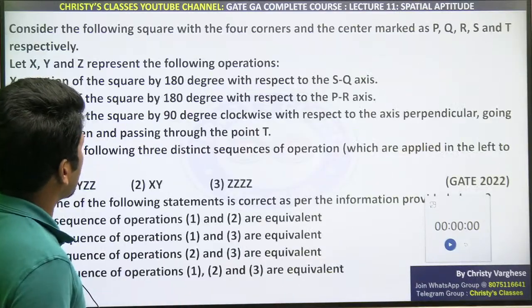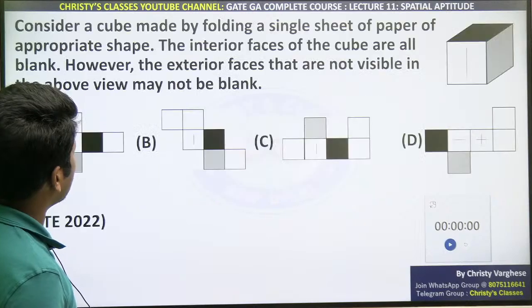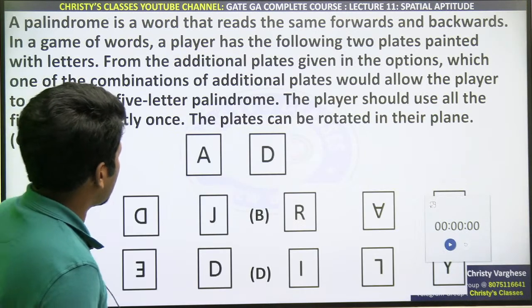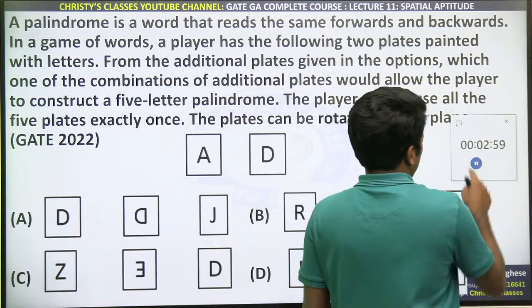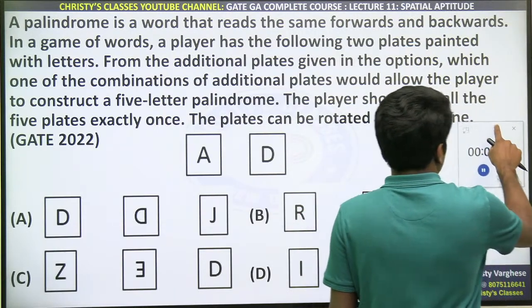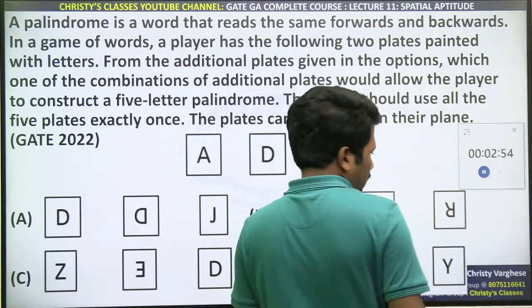Then one more question. Yeah, this is a comparatively easy question. Try this comparatively easy question, all of you try. 3 minutes is not needed, 2 minutes hardly is enough. All of you try it. 2022 GATE exam, this was asked.